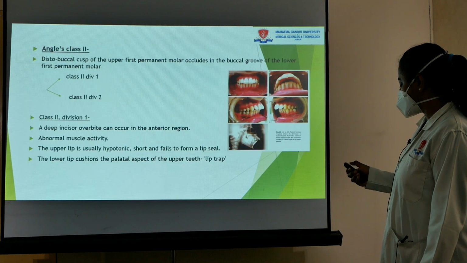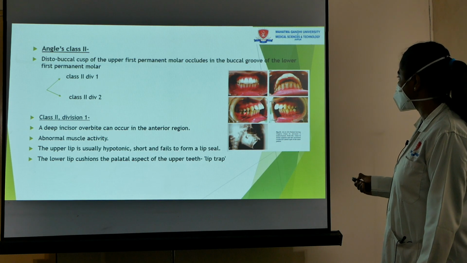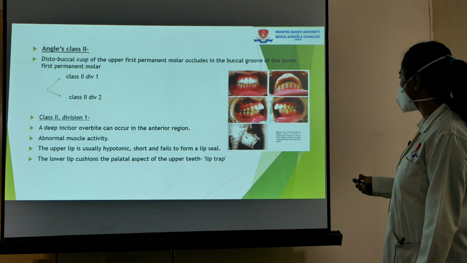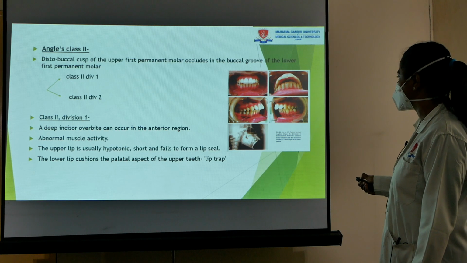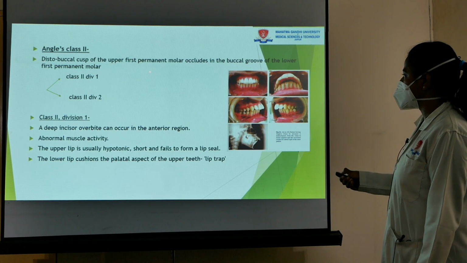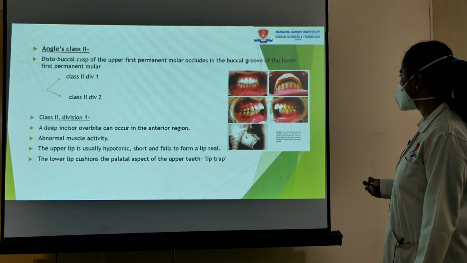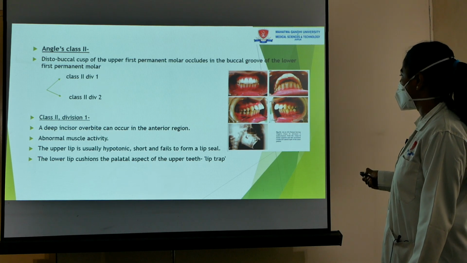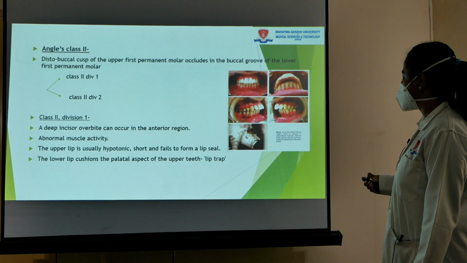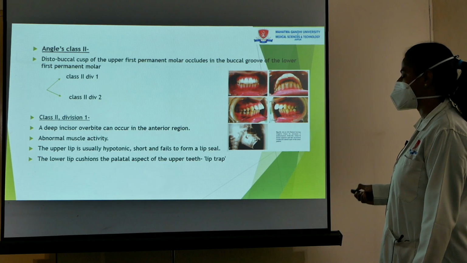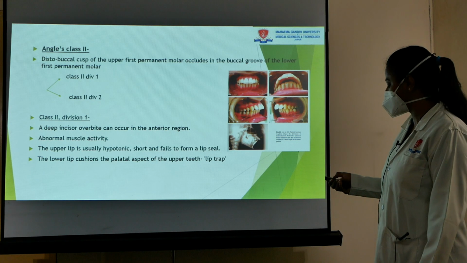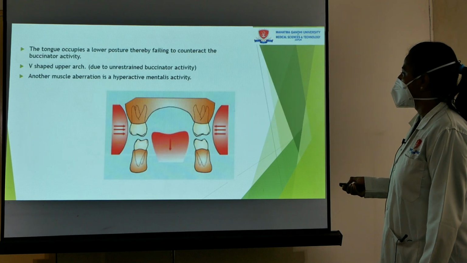Then is the Angle class 2 malocclusion. Angle says if the molars are in the class 2 molar relationship but still there is malocclusion, then it is called Angle class 2 malocclusion. These are of 2 types, Angle class 2 division 1 and division 2. Division 1 means there is increased overjet, narrow maxillary arch, lingual tipping of the lower incisor, and the patient has a persistent tongue thrusting or thumb sucking habit.